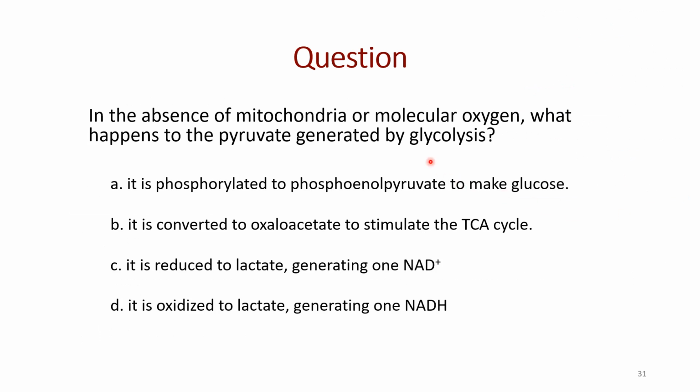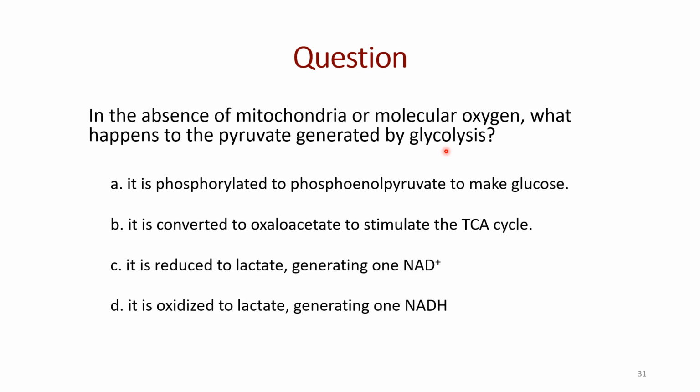In the absence of mitochondria or molecular oxygen, what happens to the pyruvate generated by glycolysis? Okay, so pyruvate is the end of the glycolytic pathway. It's the last molecule formed. If you have mitochondria, you know the pyruvate goes into the mitochondrial matrix and it enters the TCA cycle, and that feeds the electron transport chain and aerobic ATP synthesis, right? Okay, but what happens if you don't have the mitochondria? Pyruvate is just trash. But is the pyruvate going to be kicked out of the cell?